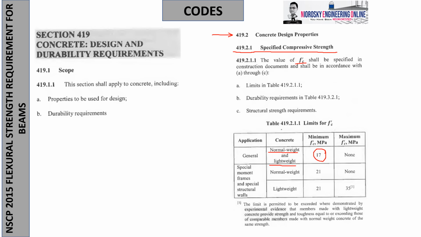And the maximum has no limit, because it is dependent on the structural designer, the engineer on record, to choose whatever design strength is capable of resisting the structure being designed, either SMRF, special moment resisting frame, intermediate moment resisting frame, ordinary moment resisting frame, and so on. There are many, like eccentrically braced frames, etc. So the minimum is 17 megapascal.